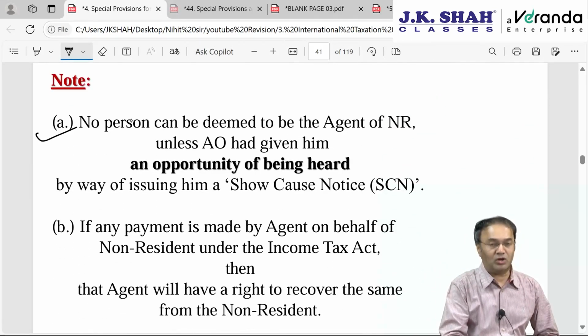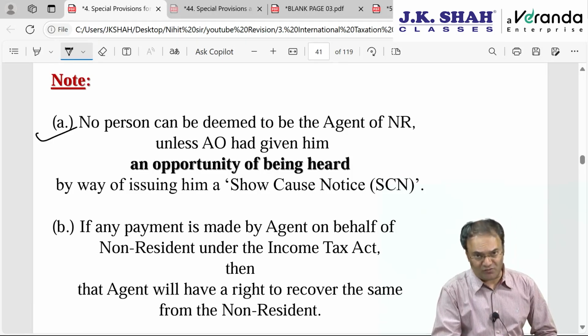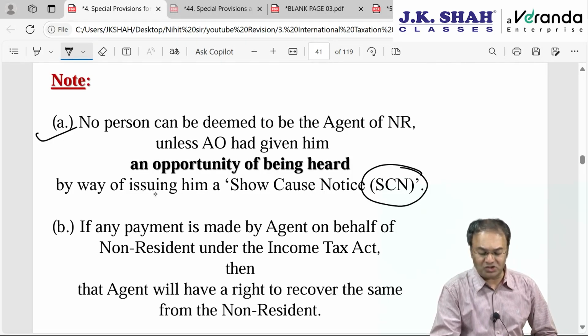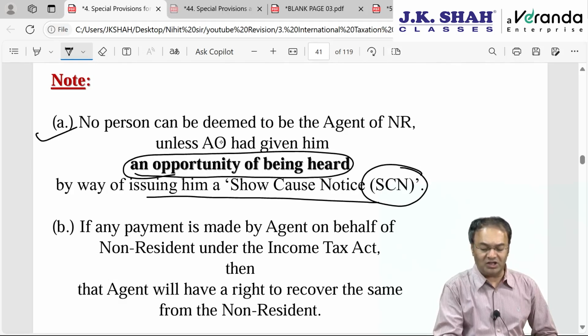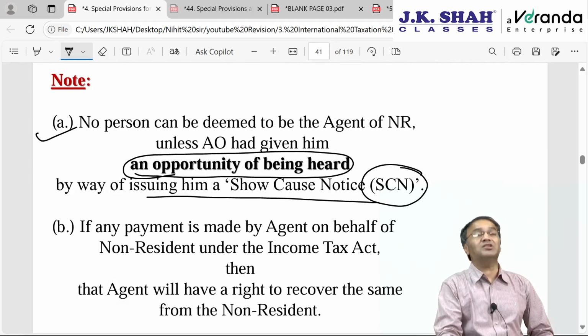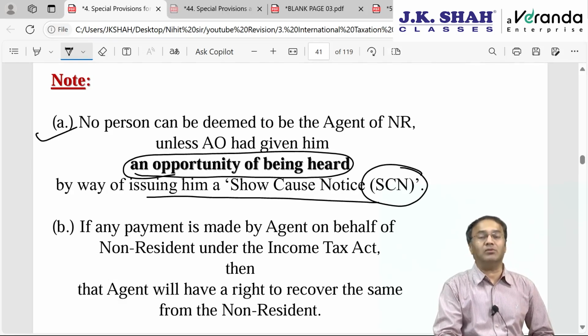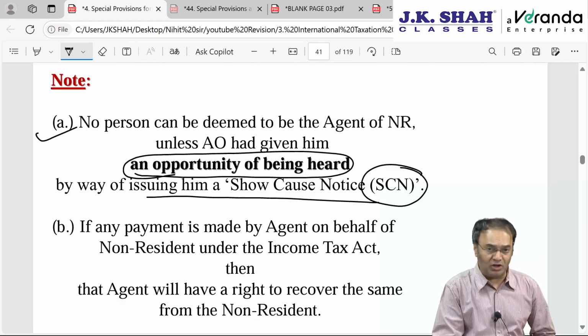Two points to be noted: no person can be deemed to be the agent of a non-resident unless a show cause notice is issued by the AO to him, giving him an opportunity of being heard, asking him to show cause as to why he should not be deemed to be the agent of a particular non-resident.